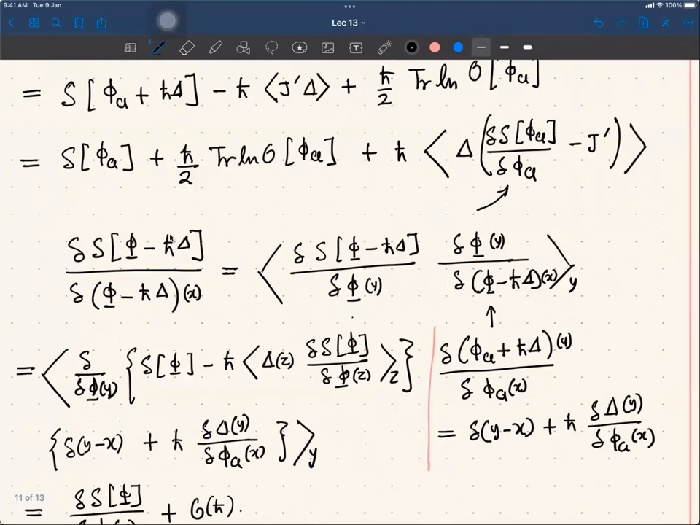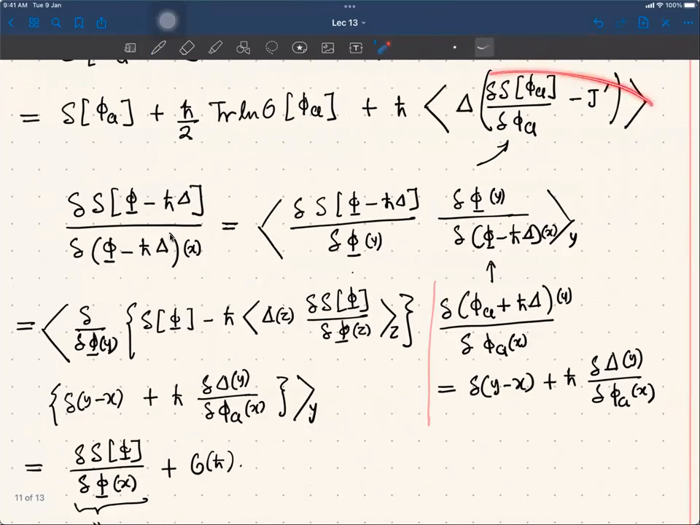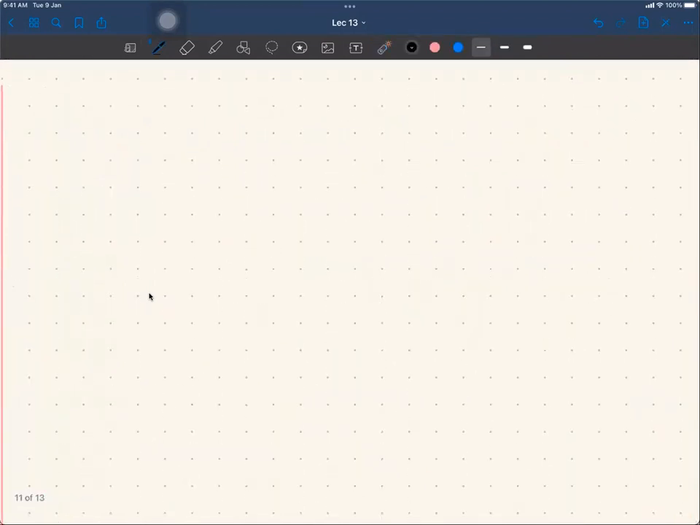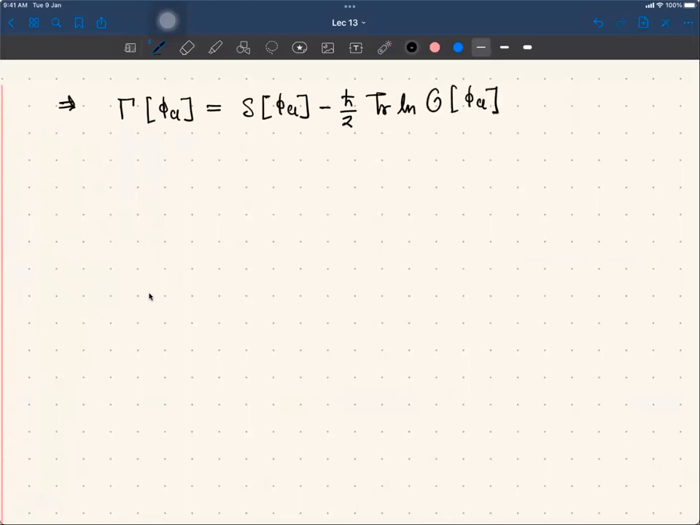Okay, and therefore this entire term drops out at order h bar. So this does not produce an h bar contribution, it produces a higher order contribution, and therefore the result is basically this. So the final result for the quantum corrected effective action is gamma of phi cl equals S of phi cl minus h bar over 2 trace log O of phi cl.